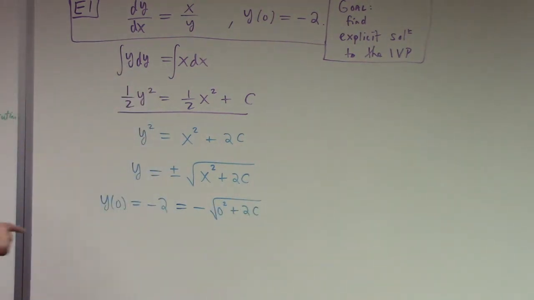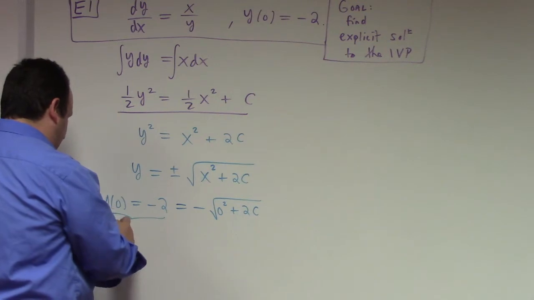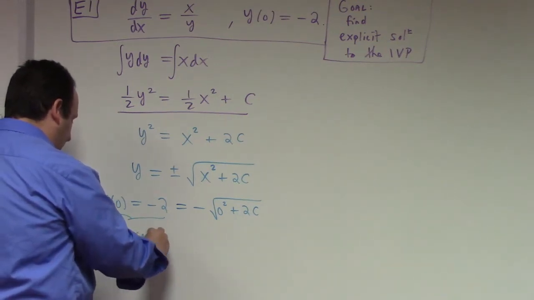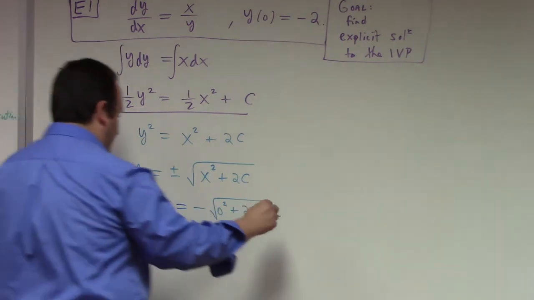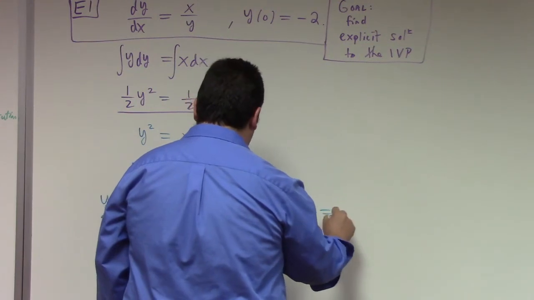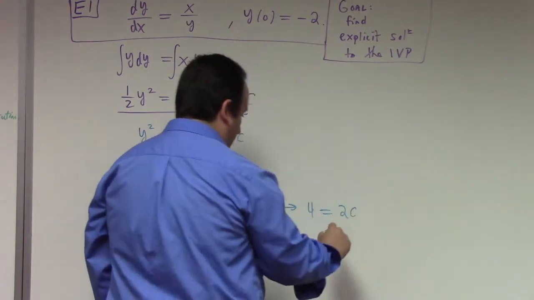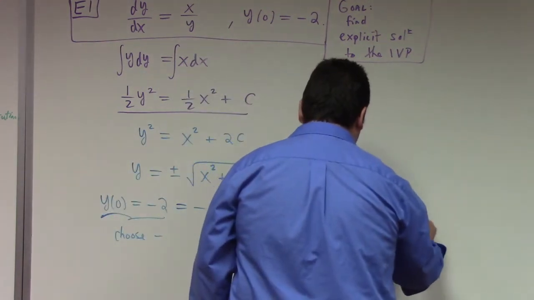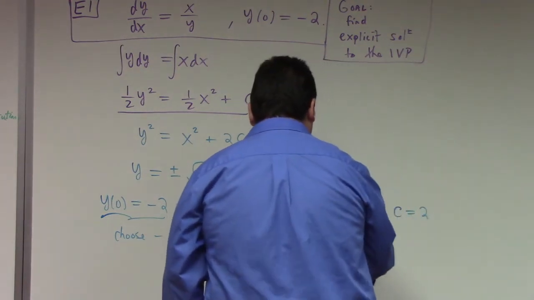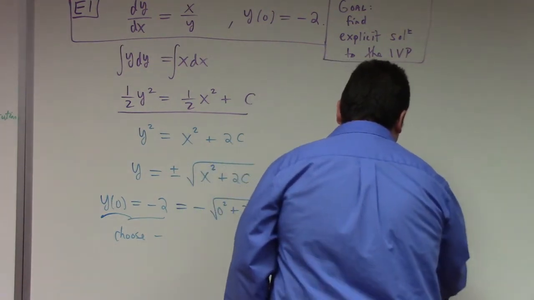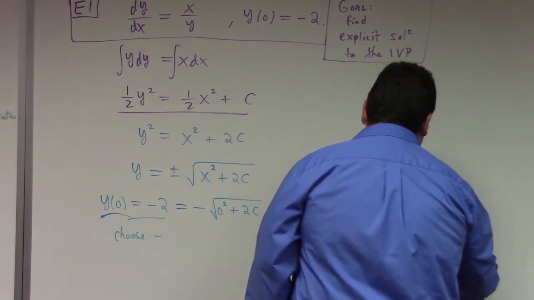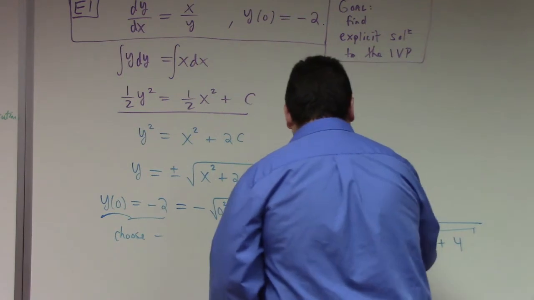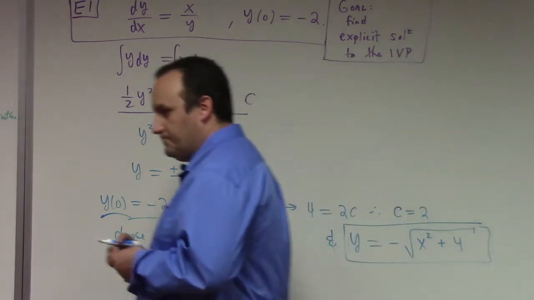So this says we must choose the minus of the plus minus possibilities, all right? And past that, it's just algebra. Square both sides. We get 4 is equal to 2c. So therefore, c is equal to 2. And so what we get is y is equal to minus the square root of x squared plus 4. There we go.